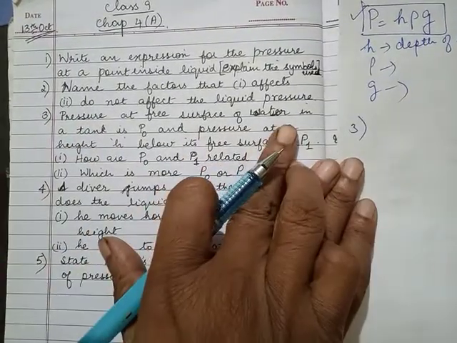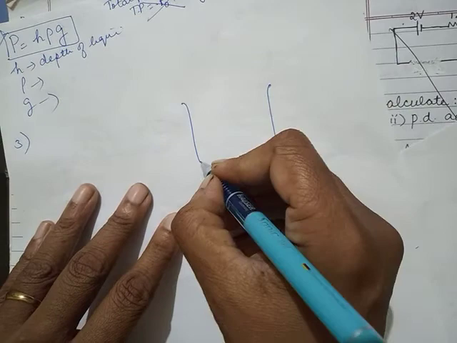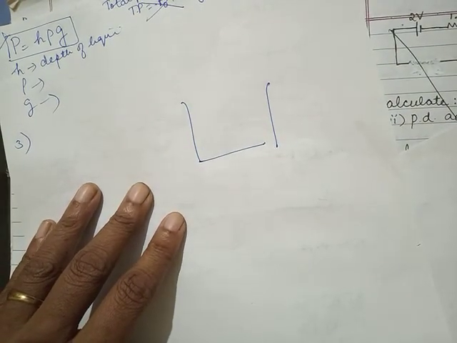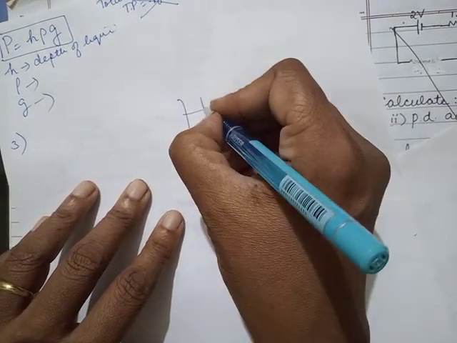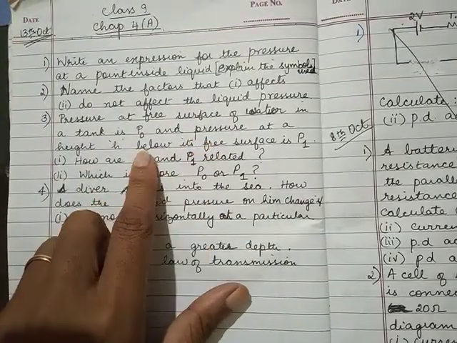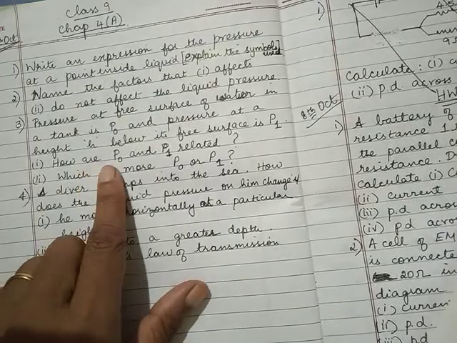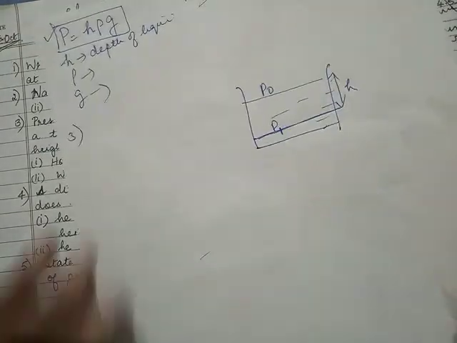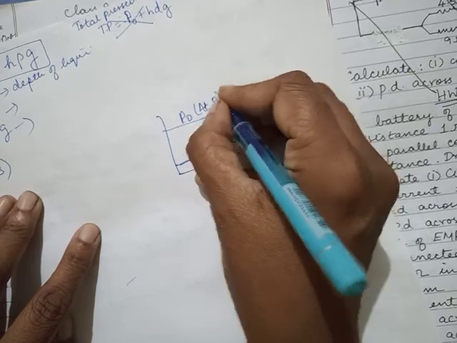Third one: pressure at the free surface of water in a tank is P naught. Suppose this is a tank containing water, and at the surface the pressure is P naught. Somewhere below, at a depth, the pressure at a height h below its surface is P1. This is height h, and here the pressure is P1. The question is, how are P naught and P1 related? Now, P naught should be what? Atmospheric pressure. The pressure that is acting on the surface will be atmospheric pressure.